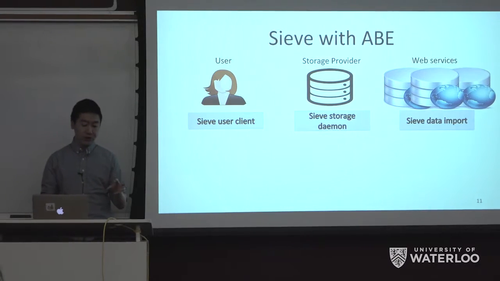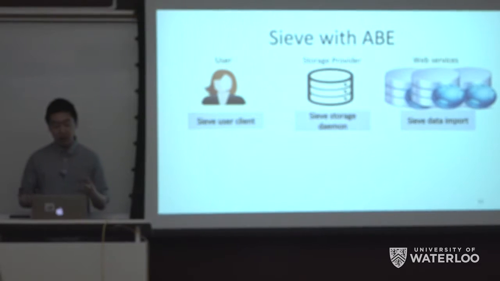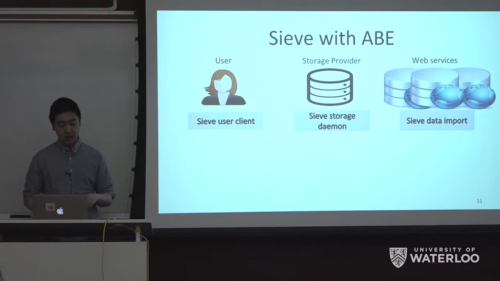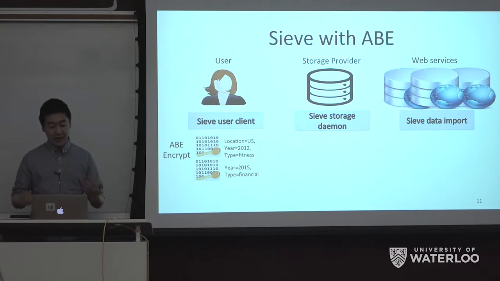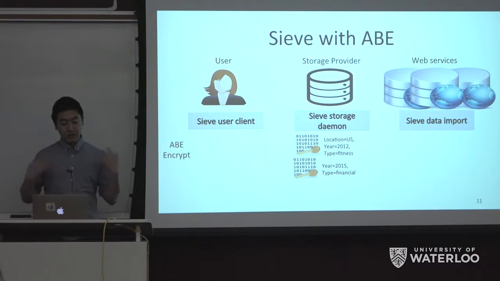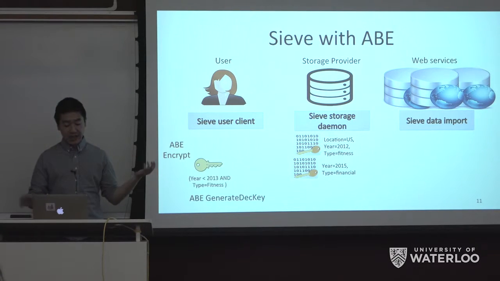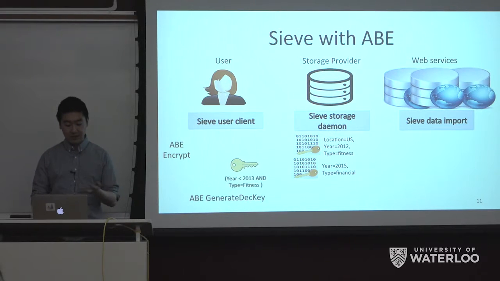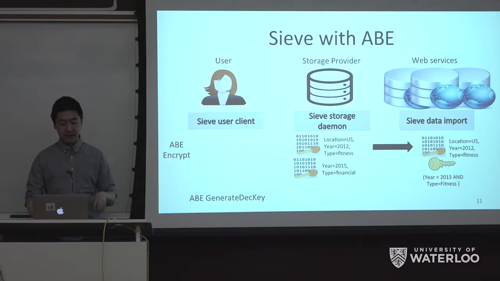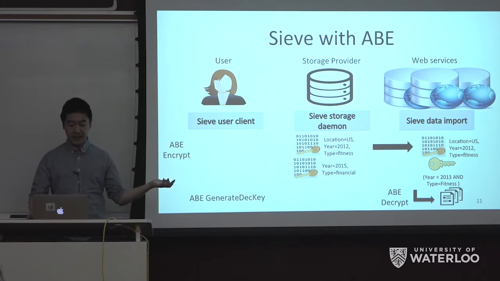So you kind of know where I'm going with this. As you may have noticed, ABE fits very well into the Sieve architecture. So let's take a look at Sieve with ABE included. So first, the user uses the ABE encrypt function to tag and encrypt her data, and she sends this data to the storage provider. So when she visits a web service, she generates an ABE decryption key, and she gives that to the web service. Finally, the web service can then download the encrypted data and use its key to perform ABE decryption to get the clear text data.